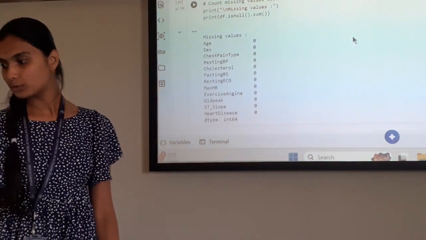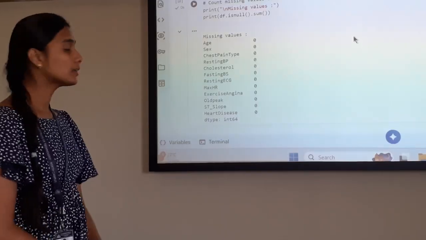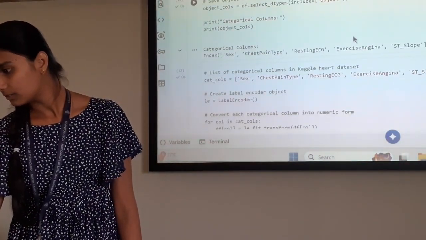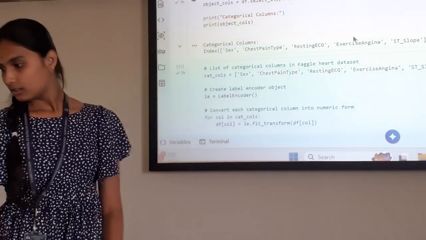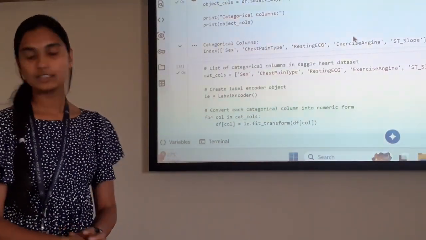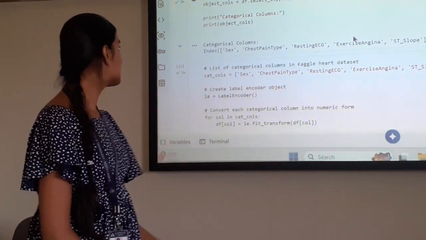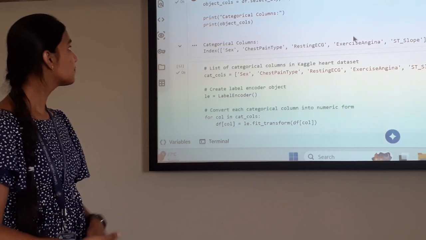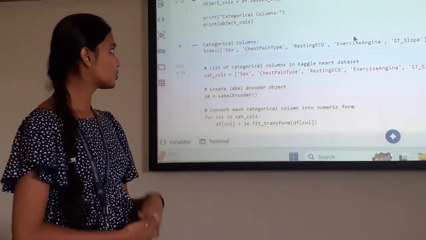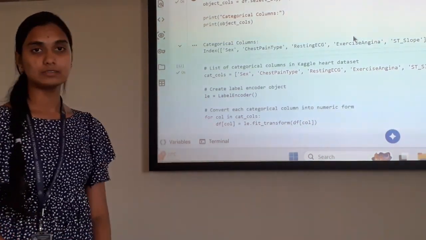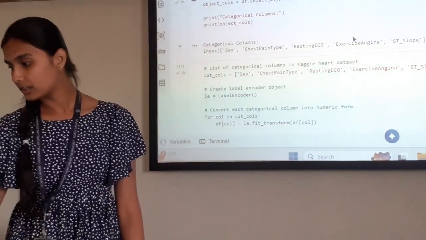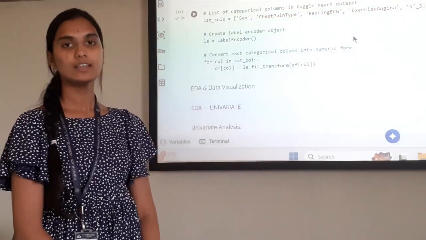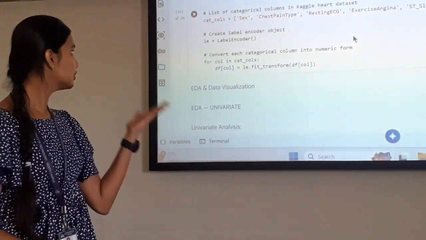Next, moving on to check the missing values. In my dataset there were no missing values. Here we are converting the categorical columns into numerical columns. The categorical columns are such as sex, chest pain type, resting ECG, exercise angina, ST slope, which are of data type object. We are converting them because the machine learning system will not understand the categorical columns, so we convert them into numerical columns.